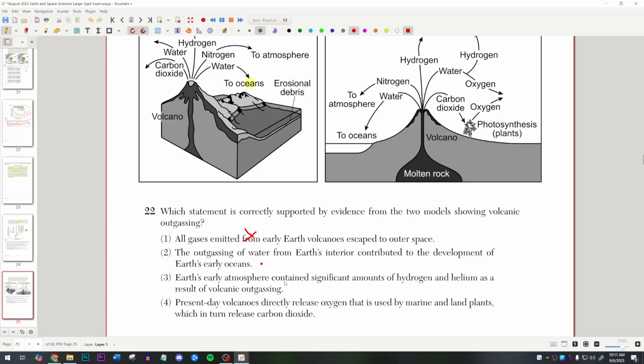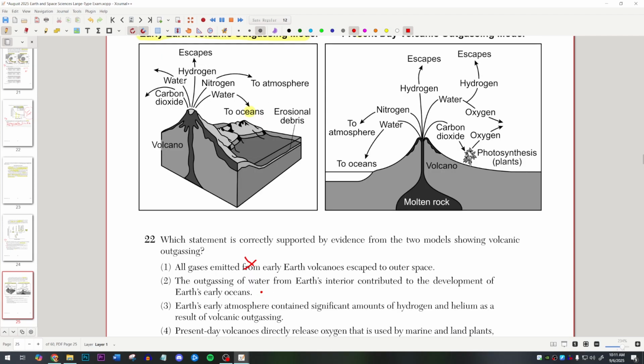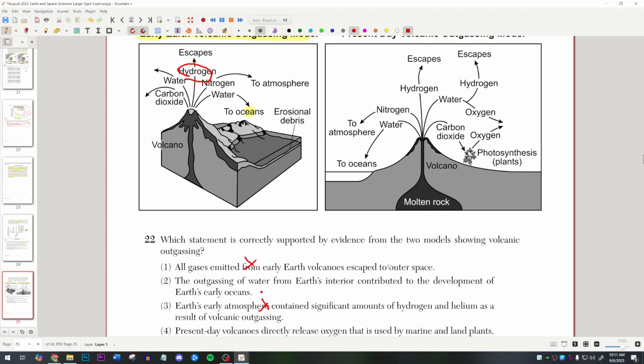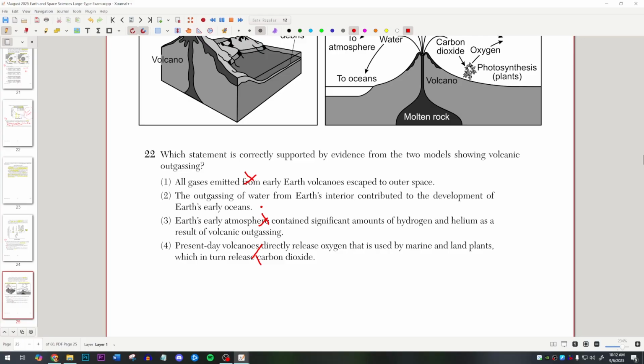Earth's early atmosphere contained significant amounts of hydrogen and helium as a result of outgassing. So I don't see helium. I see hydrogen. So I would get rid of that one. Present-day volcanoes directly release oxygen that's used by marine and land plants, which in turn release carbon dioxide. So it seems like it's not directly releasing oxygen. I see it's releasing water that then becomes the oxygen and CO2, but it's not directly releasing oxygen. So by process of elimination, we definitely say that 2 is the right answer.